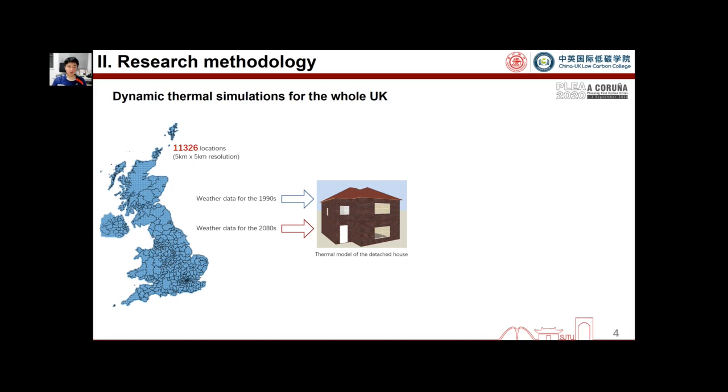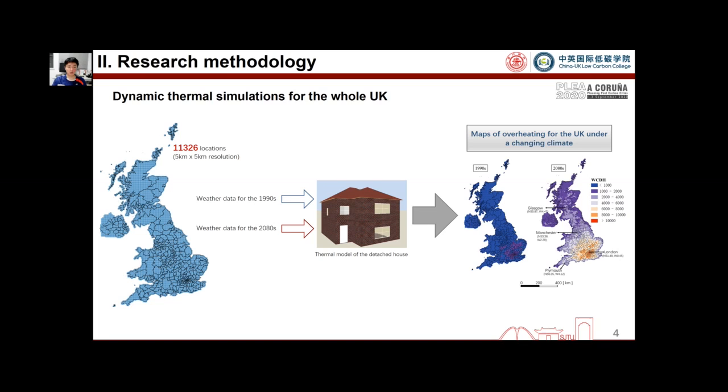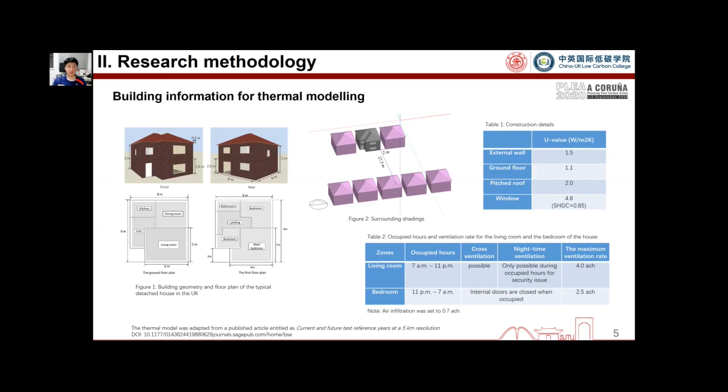Now I would like to describe the research methodology. I've created the weather files for each 5 km by 5 km grid location for the whole UK. So in total there will be 11,326 grid locations. I created the weather files in the EPW format for 1990s and 2080s. And I ran simulations for each grid location for the whole UK and created maps based on the simulation results. I will show you the maps of overheating risk in the following slides. Before that, I just want to present the building information that was used for the modeling here.